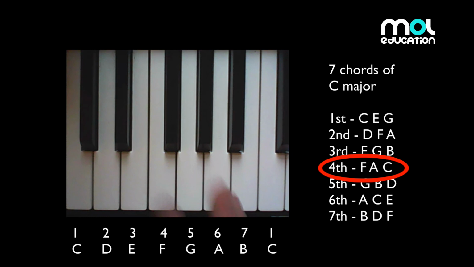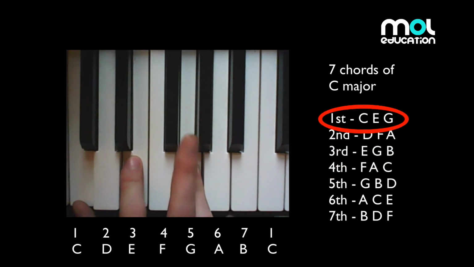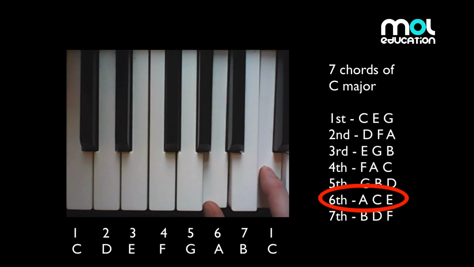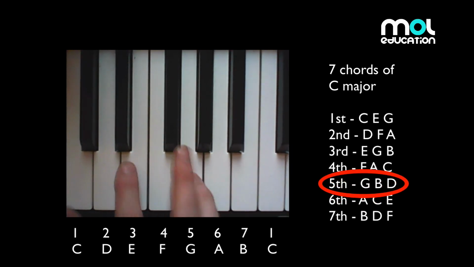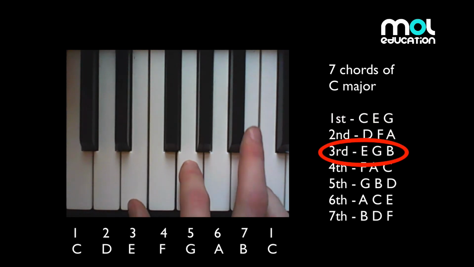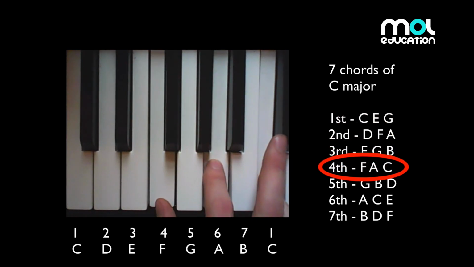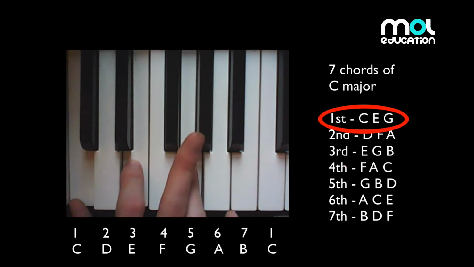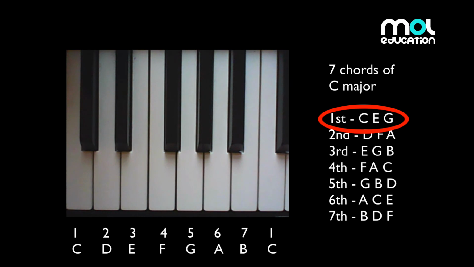So just remember, I like to think of it of where my thumb is, and obviously as you get more advanced, you start to use inversions. It's not always going to be your thumb, but when you're starting out, the thumb's a good indicator. So you get 1, let's move it up to the 4, to the 6, to the 5, to the 1, to the 3, to the 4, to the 5, back to the 1. Okay guys, so I hope this is making sense to you as you go.